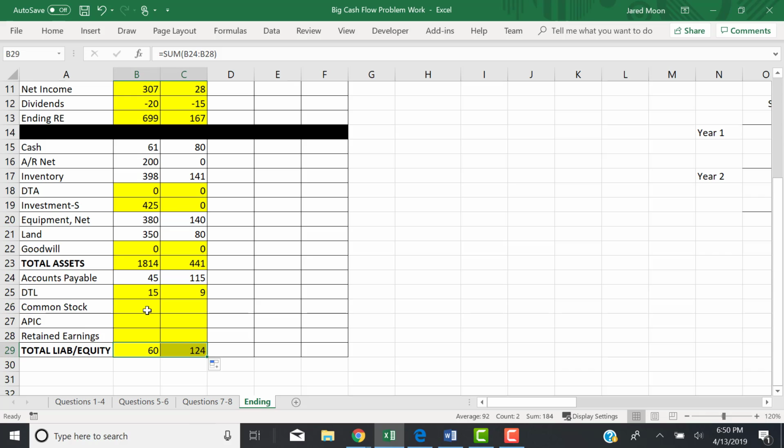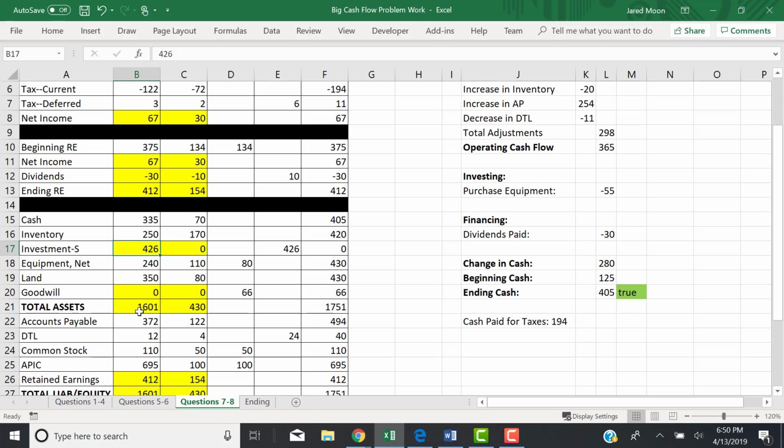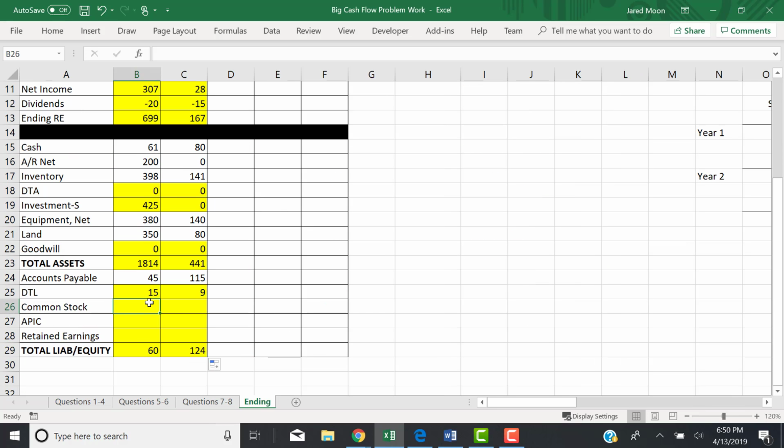What is our common stock? Well, you might say, oh, it's just 110 because that's what it was last time. Well, yeah, it was 110, but remember that it says we bought $250 worth of equipment by issuing 5 shares of stock. So our 110 becomes 115, and APIC, how much goes in there?